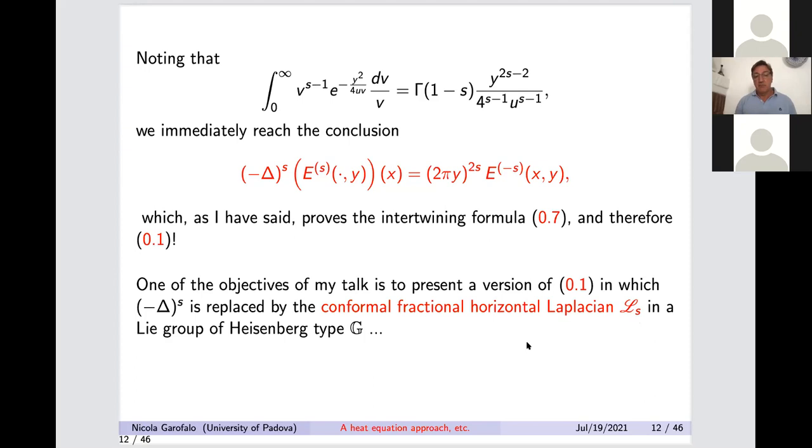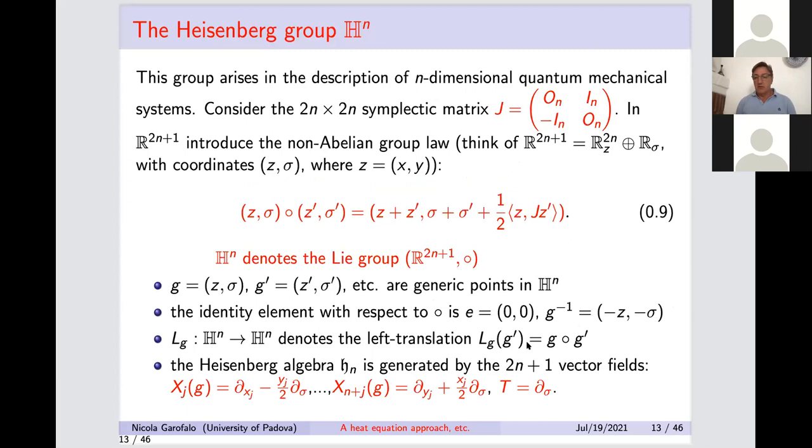Okay, so it's time to introduce the relevant geometric framework. Let me start with a model. The Heisenberg group H^n. For those of you who are not familiar with this group, just think of it as R^(2n+1). This group comes from complex geometry, but I will not dwell too much on this aspect. Otherwise, I will take the whole remainder of my talk, and I see that I'm already behind on my schedule here.